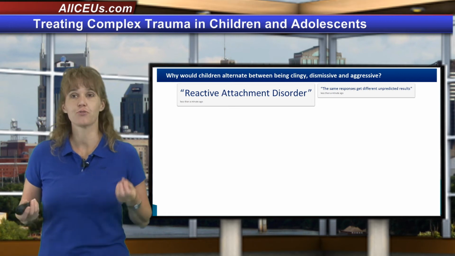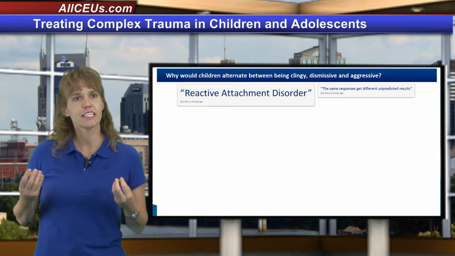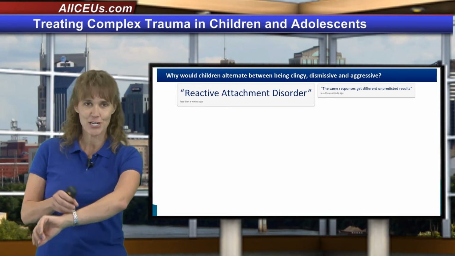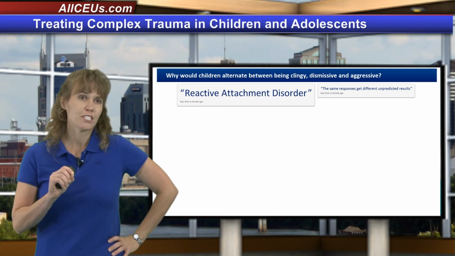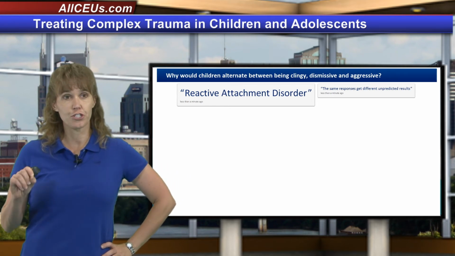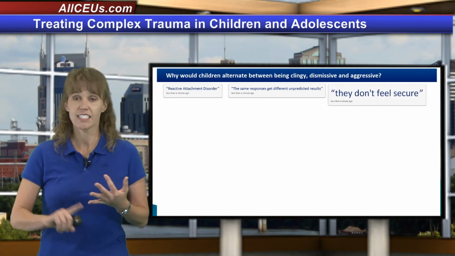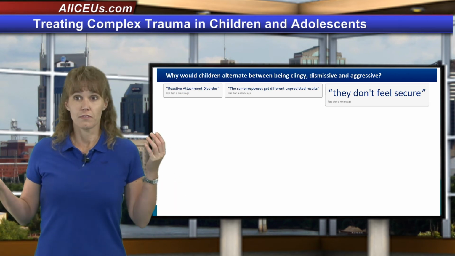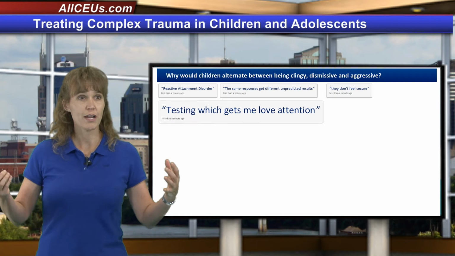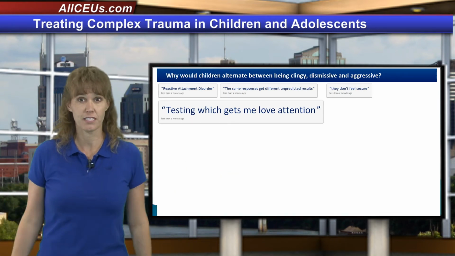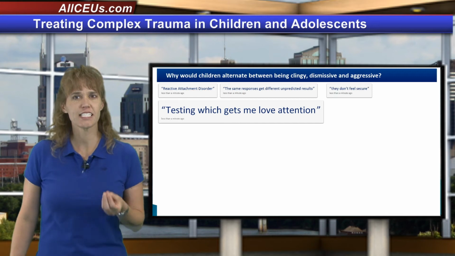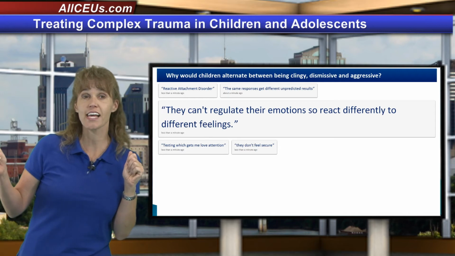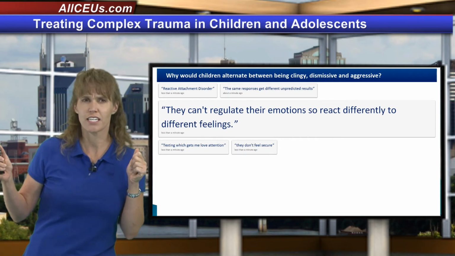This reactive attachment disorder definitely is what we're talking about when we're looking at complex trauma. And if we get there today, I don't know if we will, reactive attachment disorder is one of the most common diagnoses you see in children with complex trauma, along with generalized anxiety, ADHD. They don't feel secure, so they're doing whatever they can to try to make sense and get control of their environment. And they may be testing which gets me love and attention. If I do this, does it work today? Well, it worked last week. It doesn't work today. Let me try to do this.